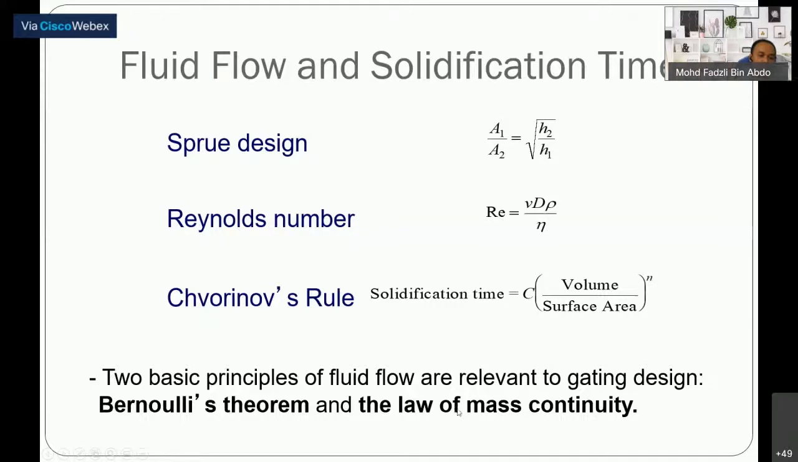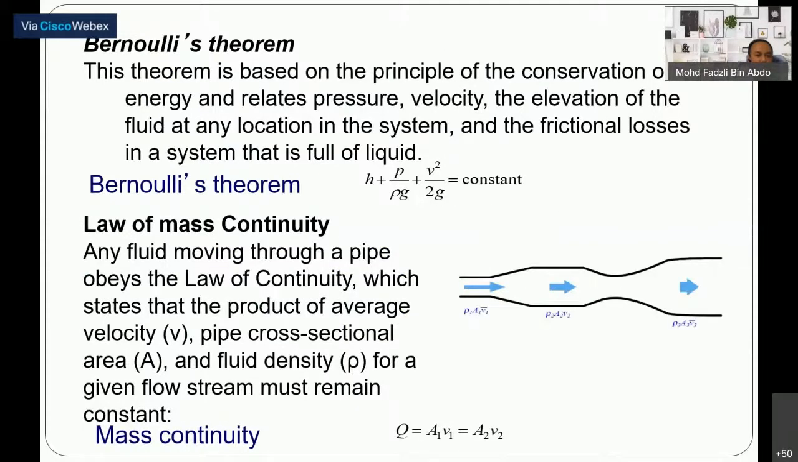Two basic principles of fluid flow relevant to gating design are Bernoulli's theorem and also the law of mass continuity. Hope you dah belajar ni lah, fluid mekanik ke belum? Kalau you dah belajar fluid mekanik, you tahulah. Kalau you tak belajar, nanti you akan dapat lah. You akan nampak this equation dalam fluid mekanik. Okay. Dah belajar tak fluid mekanik? Belum, Doktor. Okay, kalau tak belajar lagi, tak apalah.